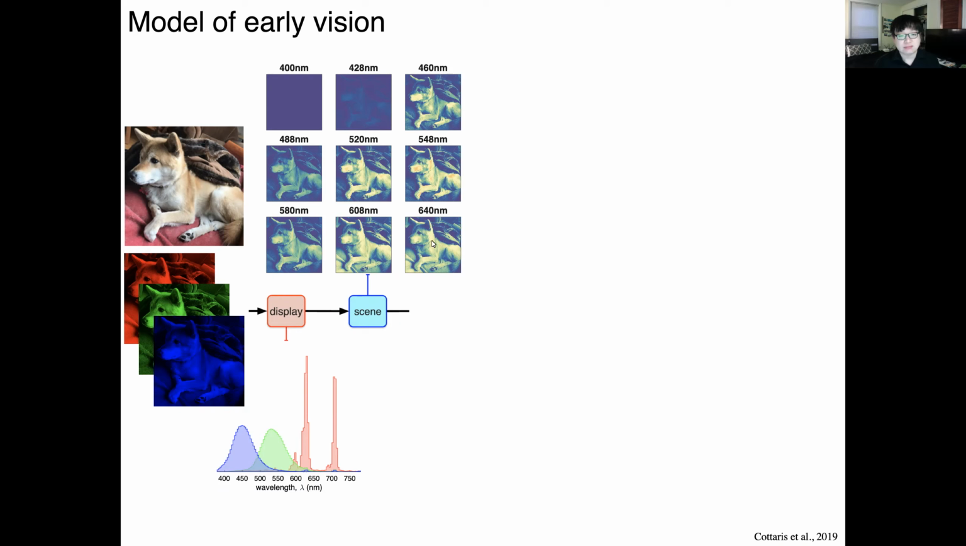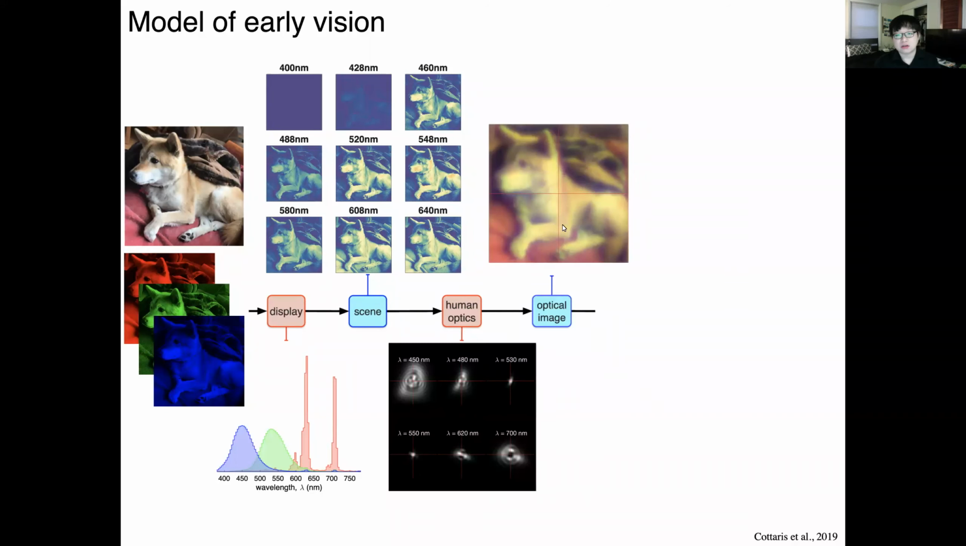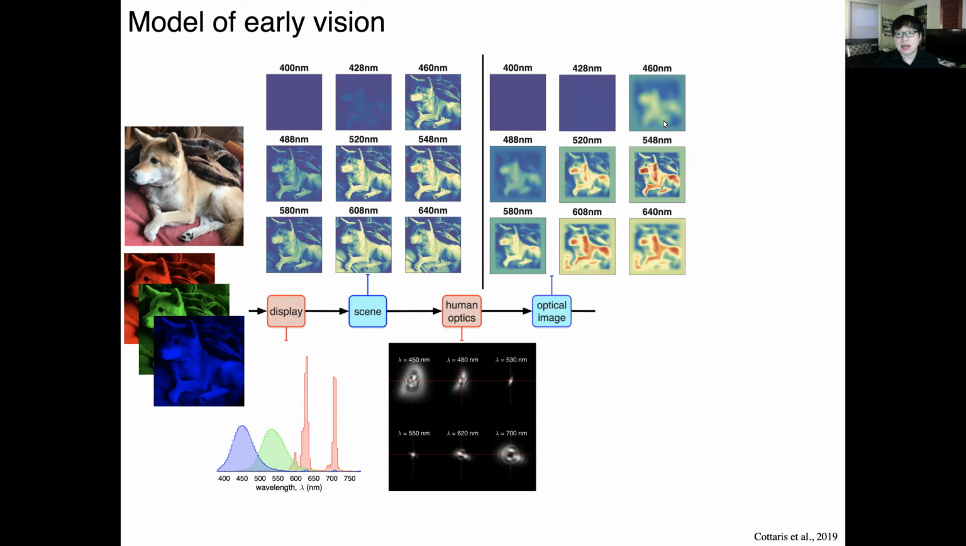We model the transmission of light through physiological optics using point spread functions measured at different wavelengths. The point spread function measures the response of an imaging system to a point source. We also measure the absorption of short wavelengths by human optics. This gave us the optical image that we can also break down into different wavelengths. And as you can see here, for example, the effect of chromatic aberration at short or long wavelengths.